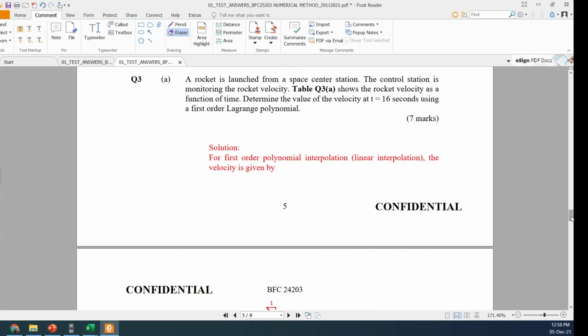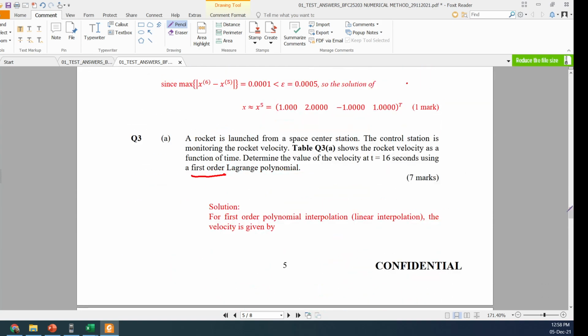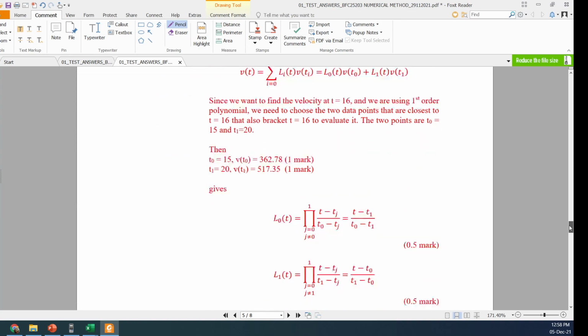And then question 3. I always said answer according to the question. Don't answer whatever you understand. No use, because we just mark based on the question and the marking scheme only. We just want first order. Easily you can get 7 marks there. And make sure you say interpolation. Question 3a.